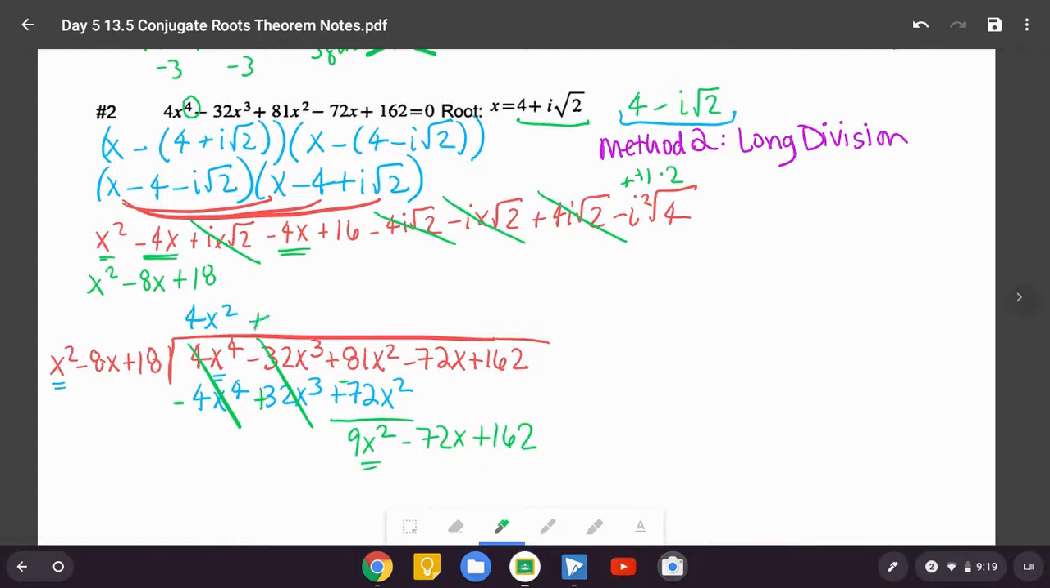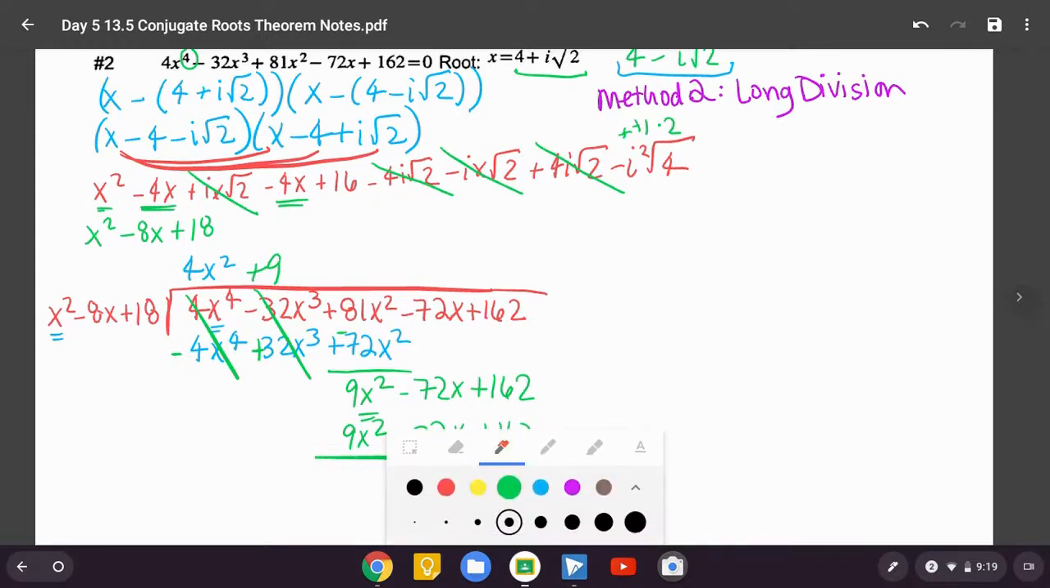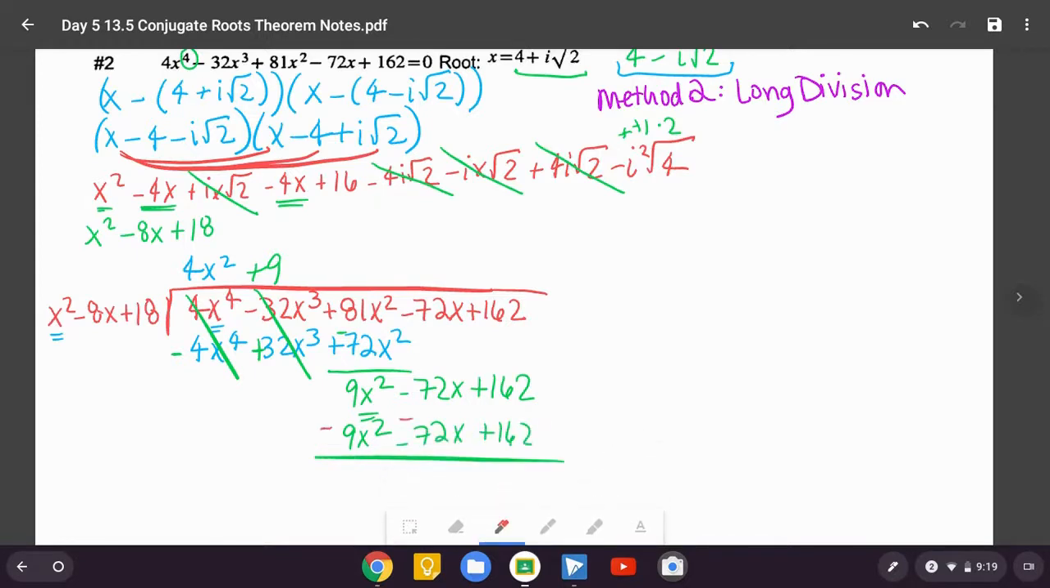Well, I just need to multiply it by 9. So if I distribute the 9 to everything, I'm going to get 9x squared minus 72x plus 162. And when I add the opposite of that, you'll notice, oops, this is already negative, so this will become positive. You'll notice all these cancel out, and the remainder is 0, which is great because if I have factors that should divide in evenly, I should have a remainder of 0.